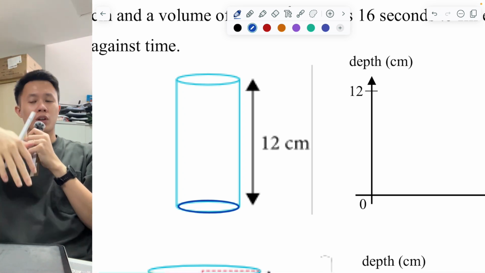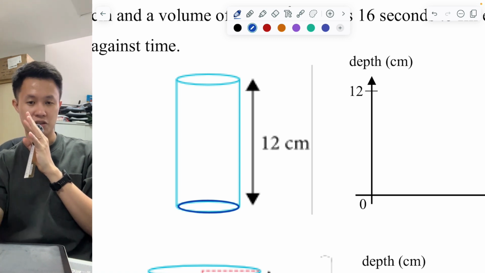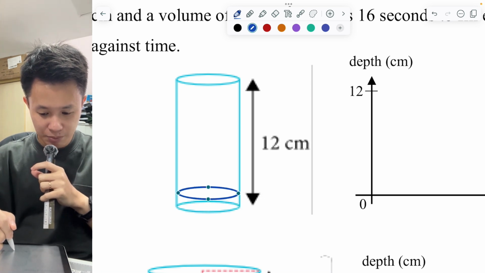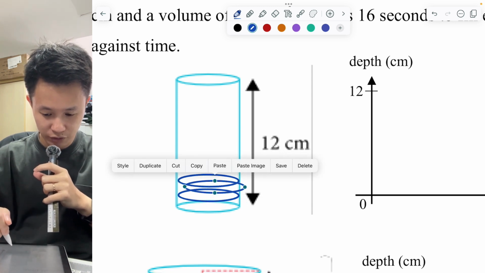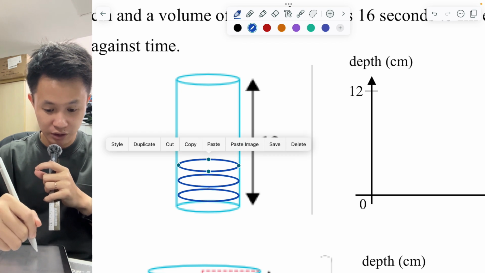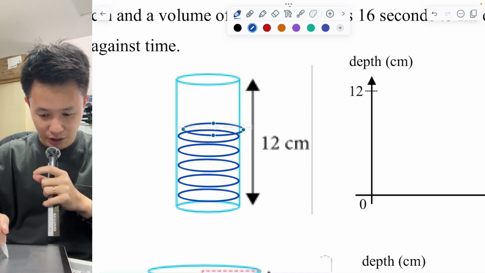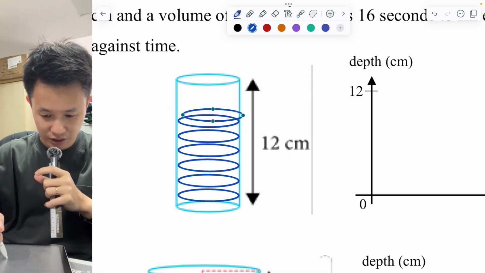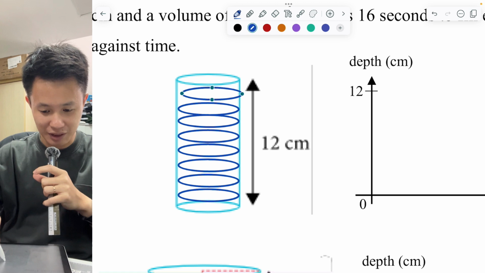Imagine I pour water, and let's assume that the rate at which I pour the water in is constant. It means it's flowing at a constant rate. So let me say I split it into 12, or let's say equal intervals, equal height. So over here, let's split it into equal height. I don't know whether I'm doing this correctly, but 1, 2, 3, 4, 5, 6, 7, 8, 9. Okay, but it should be 11.